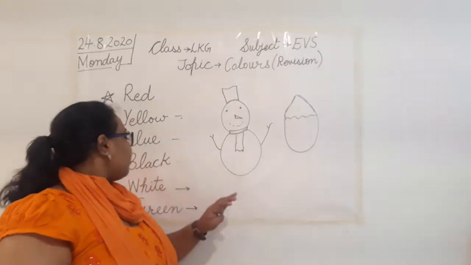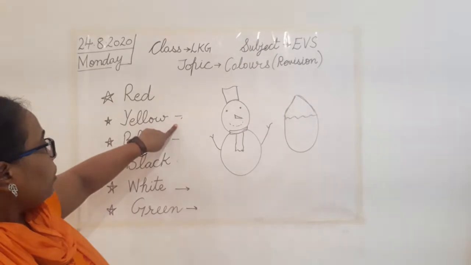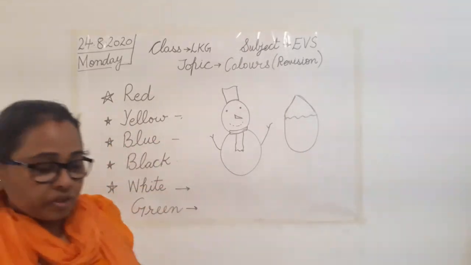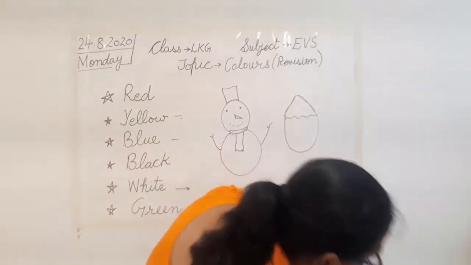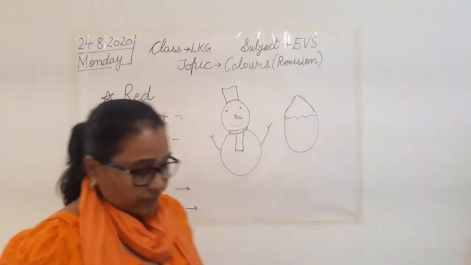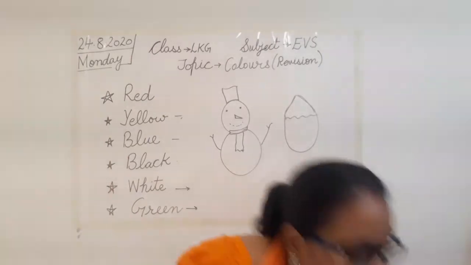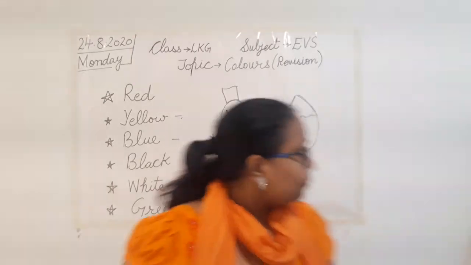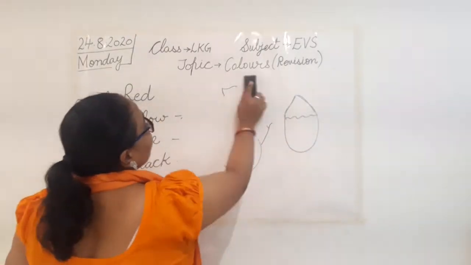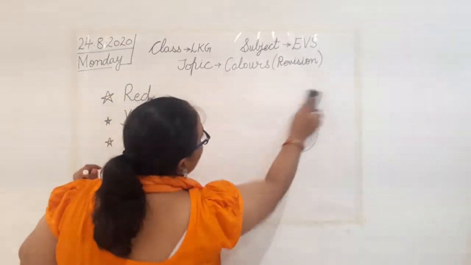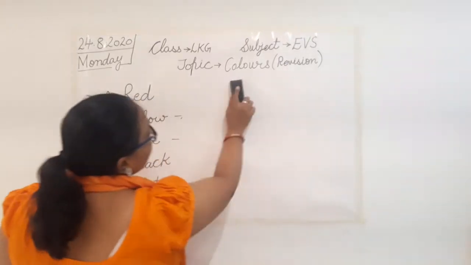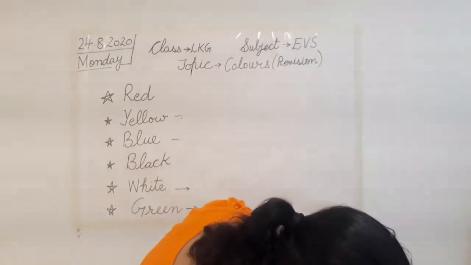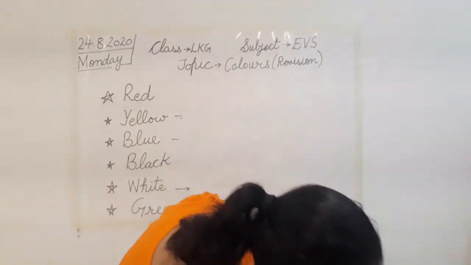Clear? So we have done red, yellow, blue, black, white. We have learned those objects. Now it's time to learn about the last color. Which color is this? Green color. Yes. So now it's time to draw any of the two green color objects. Can anyone tell me about two green objects? Which are the two green objects we can draw? Yes class, please, who will tell me about that?